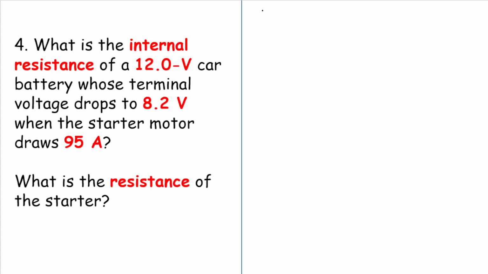Okay, because this is a physics problem, we should always draw it, right? Let's draw the circuit here. We have a car battery here with the EMF of 12 volts. The long one here is the positive terminal and the short one is the negative terminal, and then we will have its internal resistance.